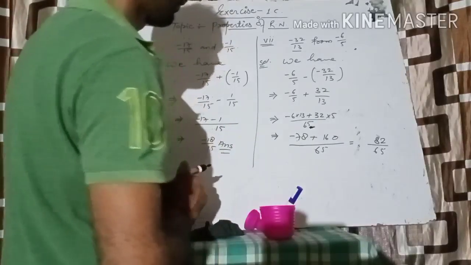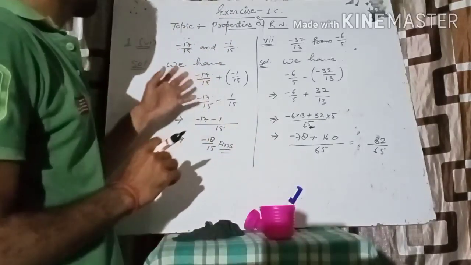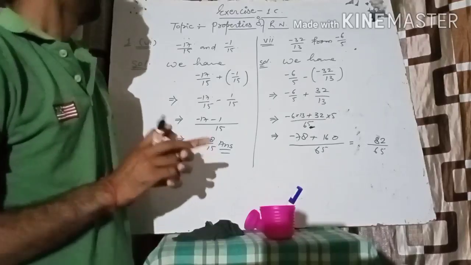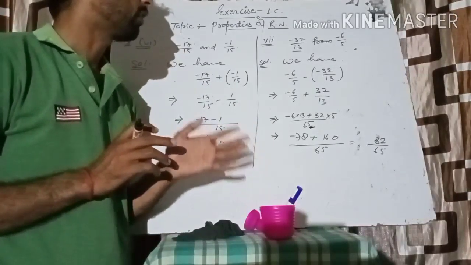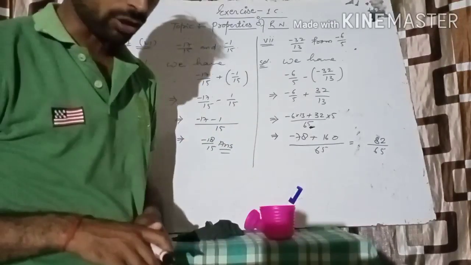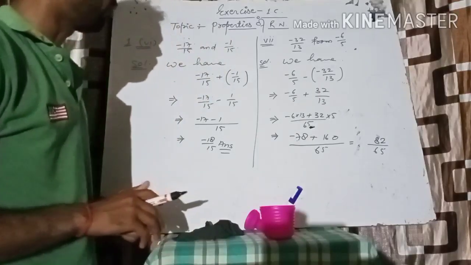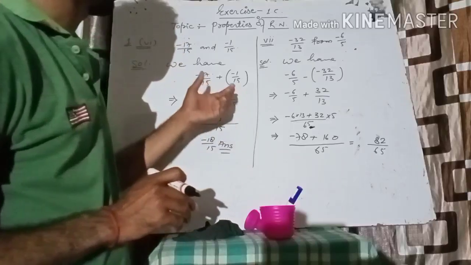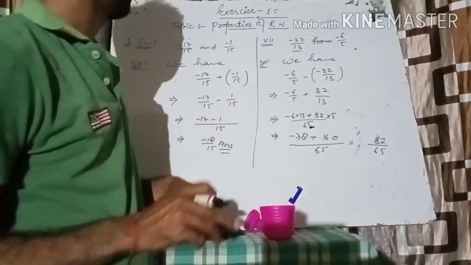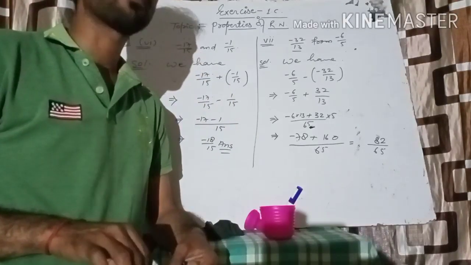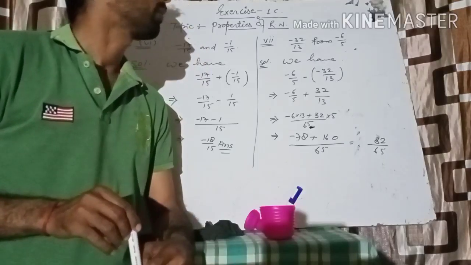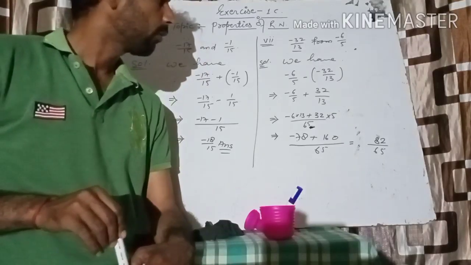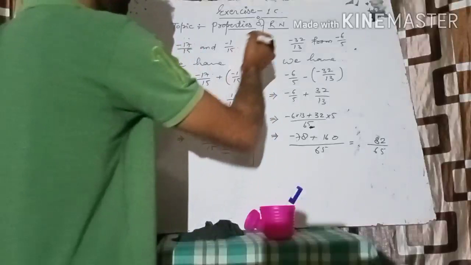Okay, now in this way you can easily solve the addition and the subtraction of rational numbers. Okay, so it is enough for today. I will provide the worksheet based on the addition of rational numbers and the subtraction of rational numbers, and very soon it will be your first part.